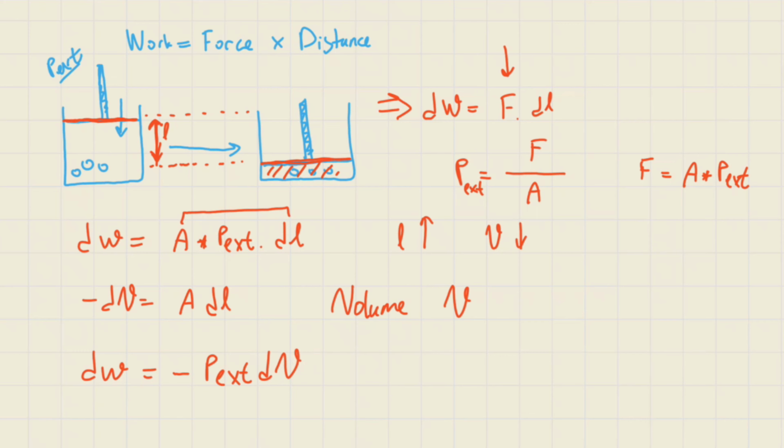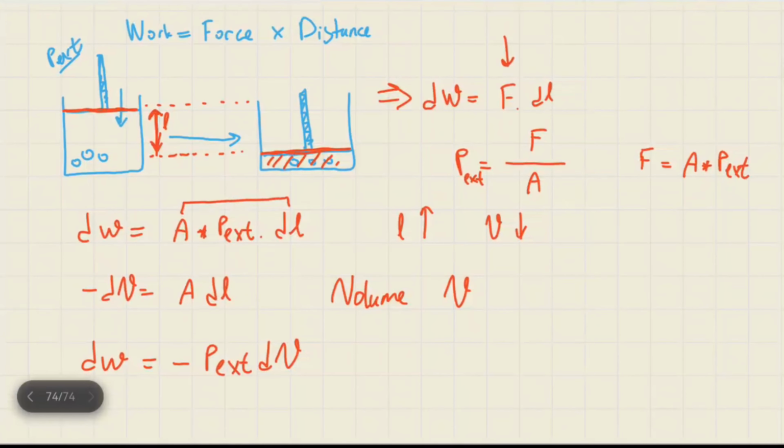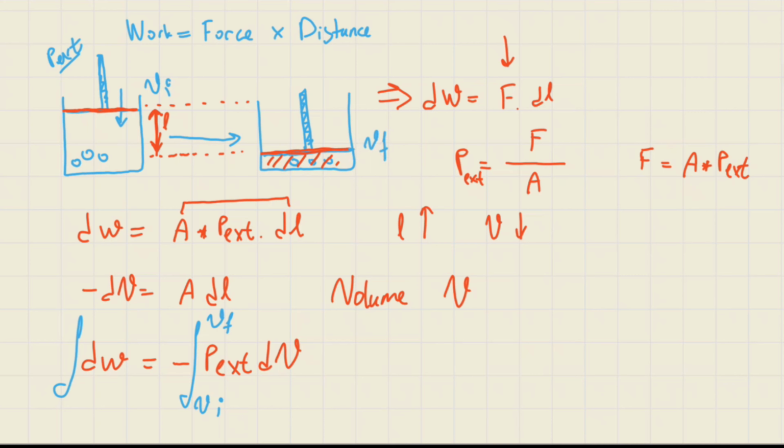To get rid of the dW, we can integrate both sides. It is the easiest thing here. If I integrate from V initial to V final, for instance, this is the V initial and this is the V final, then we can obtain work in chemistry. And the work will be equal to minus P external times V final minus V initial. So this is our work.